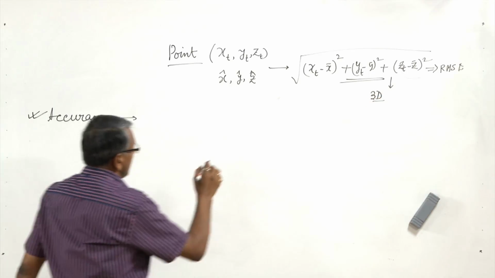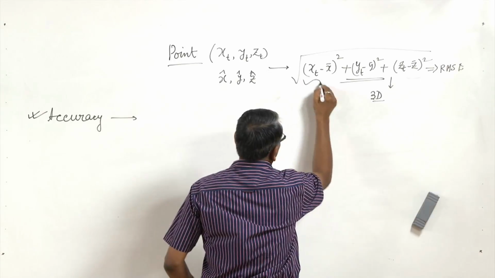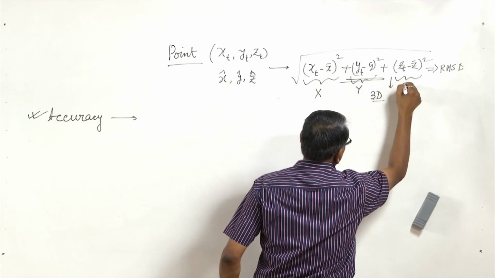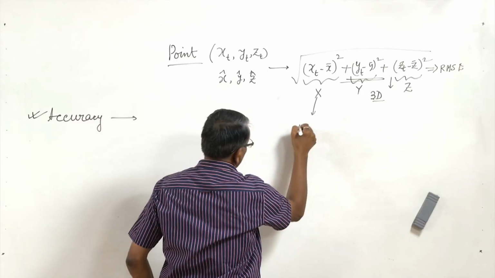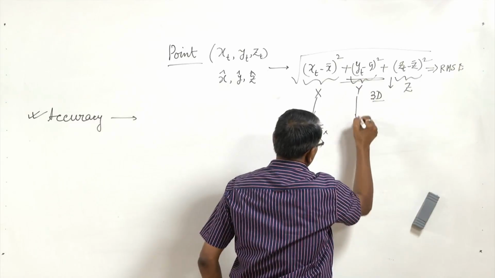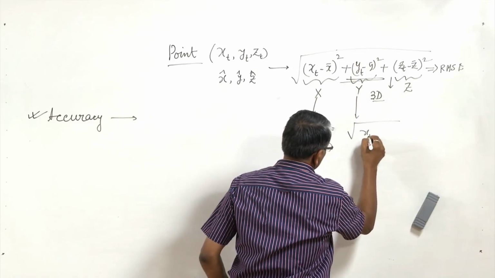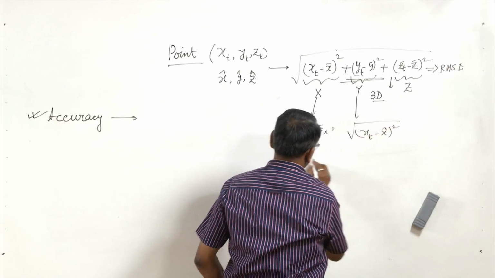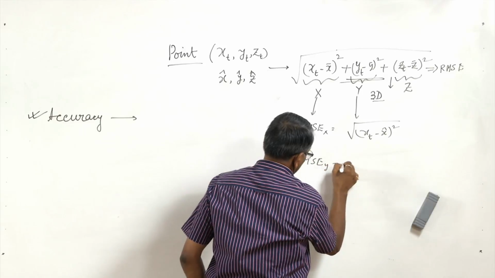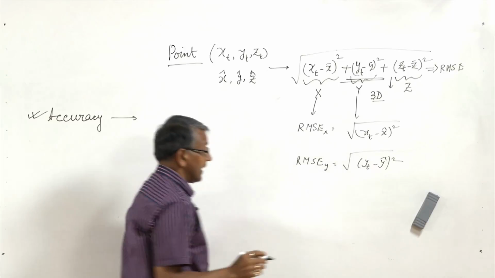So for 2D position, this is for only the x direction, this is for the y direction, and this is for the z direction. So we call it root mean square error x, this part: the square root of the mean of (xt minus x bar) whole square. Similarly, root mean square error y: (yt minus y bar) square, like this.